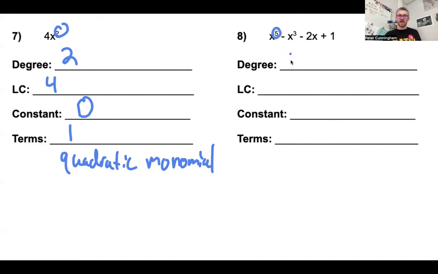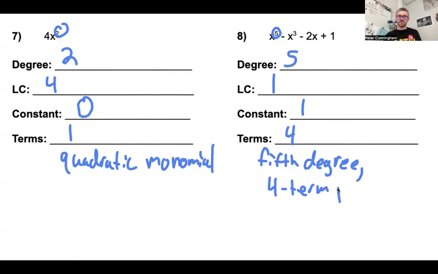Degree 5. Lead coefficient: there's nothing there, which means there's a 1 silently or invisibly hanging out, I should say. Constant, 1 at the end. Terms: 1, 2, 3, 4. 4 terms, which we would say a 5th degree, 4 term polynomial. Onward.